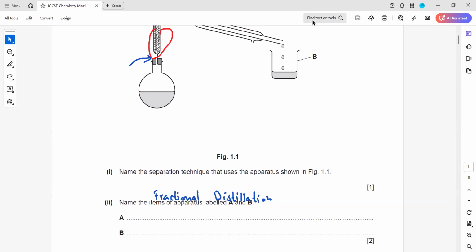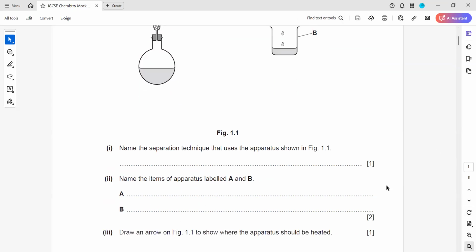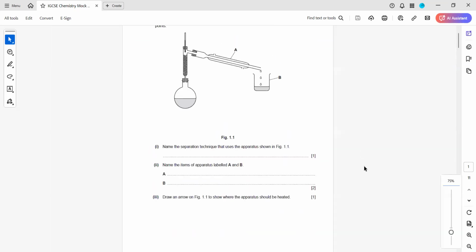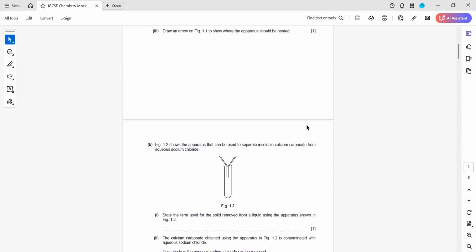The next one: name the items of apparatus labelled A and B. B is a beaker. A is a condenser. And draw an arrow on the figure where the apparatus should be heated, where we should supply heat energy. The arrow should be at the base of the flask, the round bottom flask.